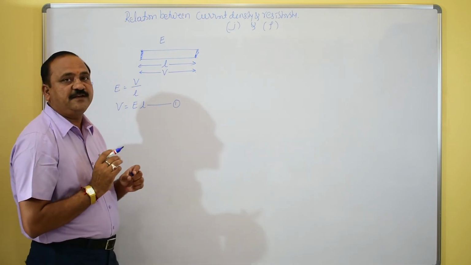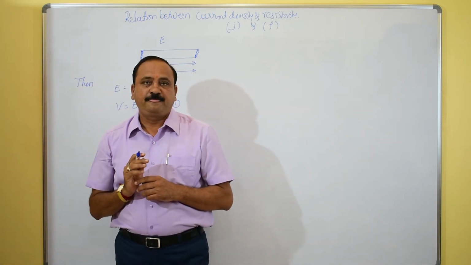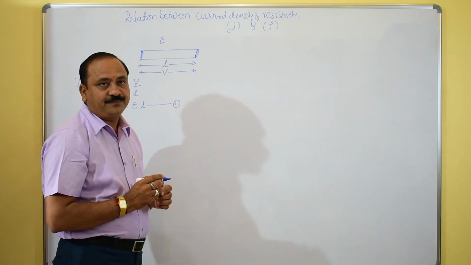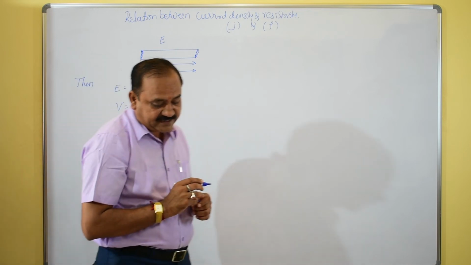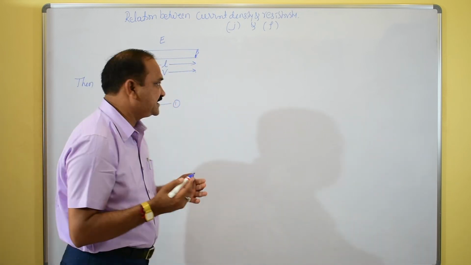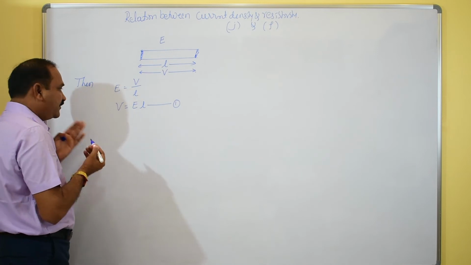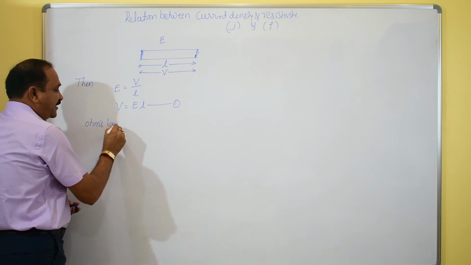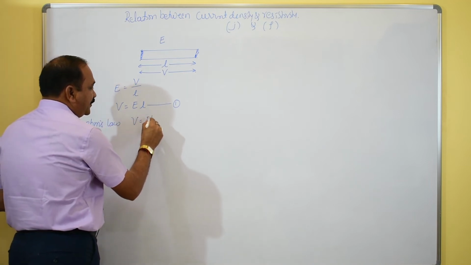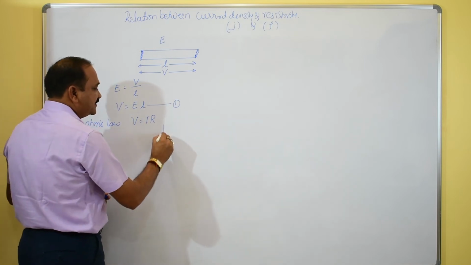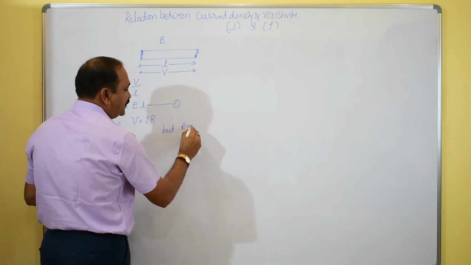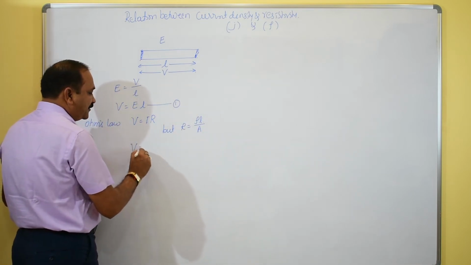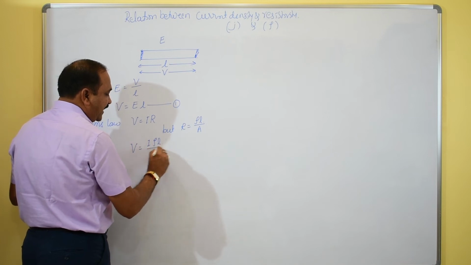V is the potential difference between two ends of the conductor. E is the electric field, L is the length of the conductor. But we have the basic relation we studied previously, Ohm's law: V equal to I into R. But R equal to rho L by A. This is the relation. Then V equal to I into rho L by A.